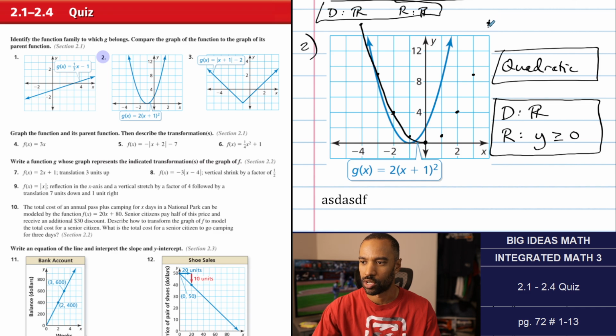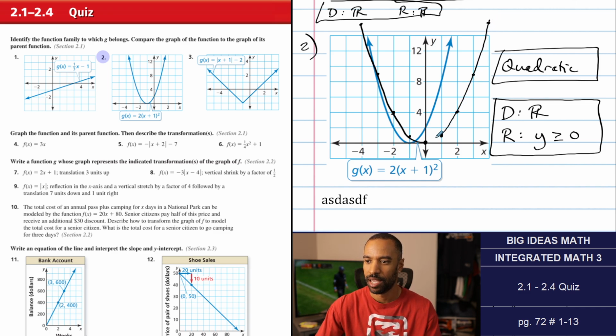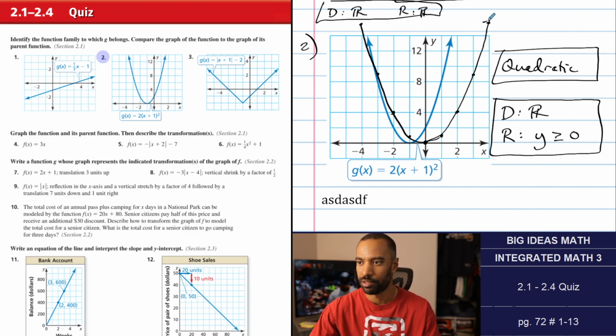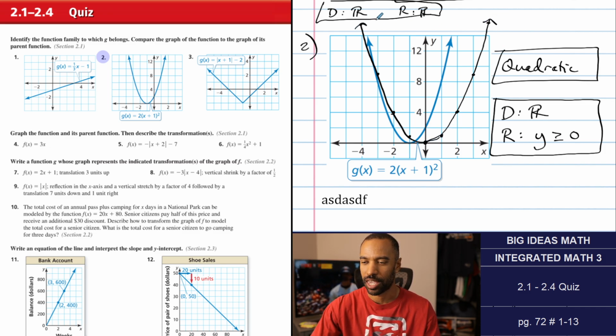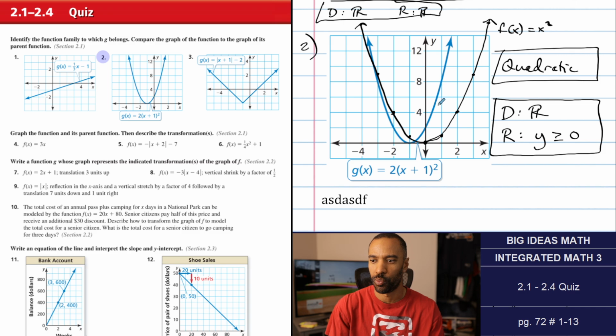This is section 2.1 we're talking about right now, by the way. And with this parent function, I want you to keep in mind that this is just a basic x squared function, first of all. Second of all, this graph is scaled by 2's on the y-axis, and it's scaled by 1's on the x-axis. But f of x equals x squared. How does this blue one compare?